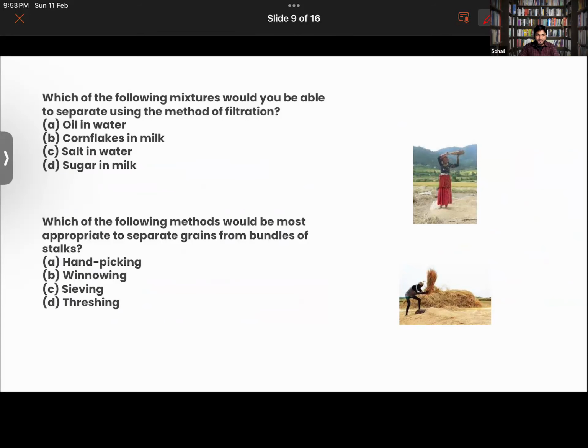Yes. Which of the following mixtures would you be able to separate using the method of filtration? B. Cornflakes and milk. Very good.